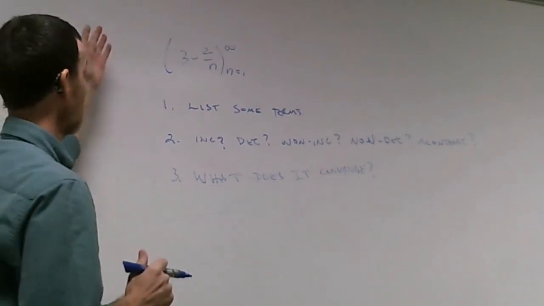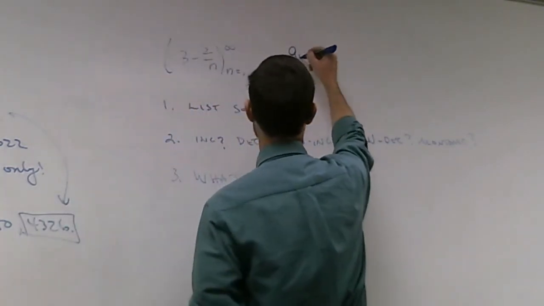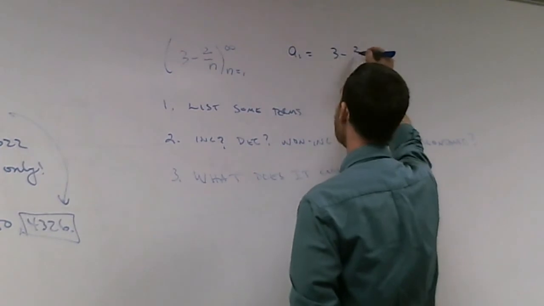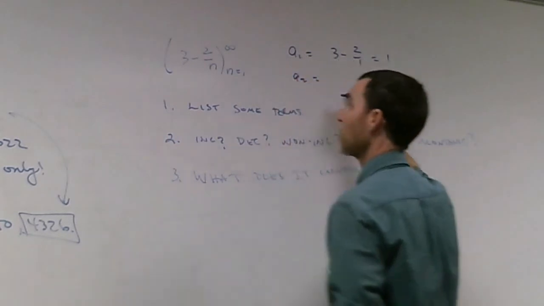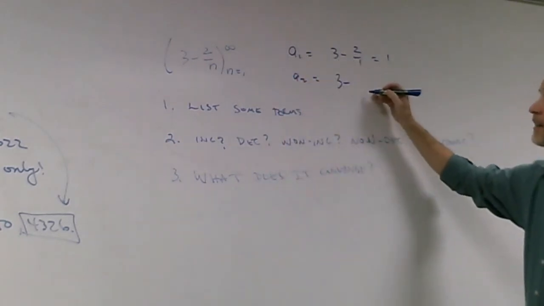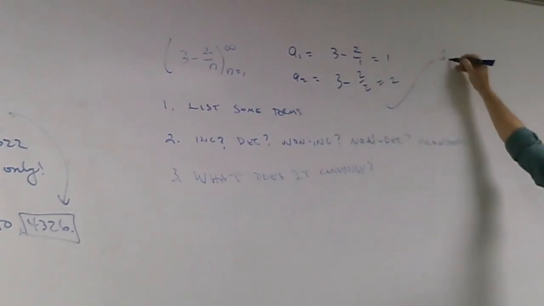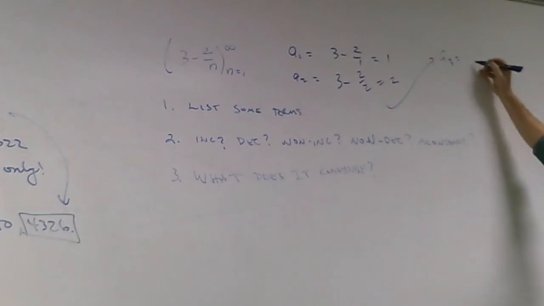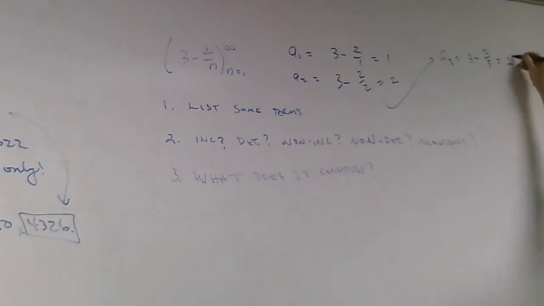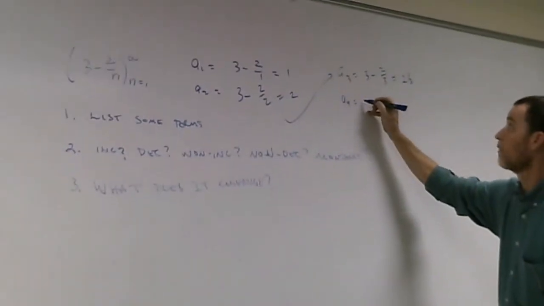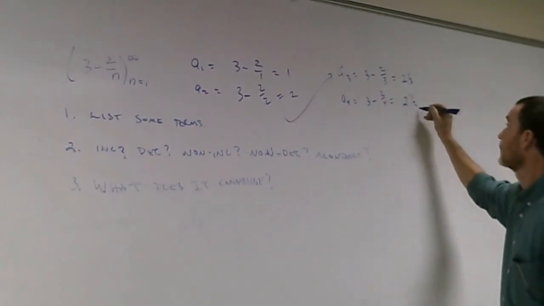Okay, so what are some of the terms? What's the first term? What do you get if you put 1 in here? 1. Yeah. A sub 1 is 3 minus 2 over 1, which is 3 minus 2, which is 1. And A sub 2 is 3 minus 2 over 2, which is 2. A sub 3 is 3 minus 2/3, which is 2 1/3. A sub 4 is 3 minus 2/4. 3 minus a half is 2 1/2.